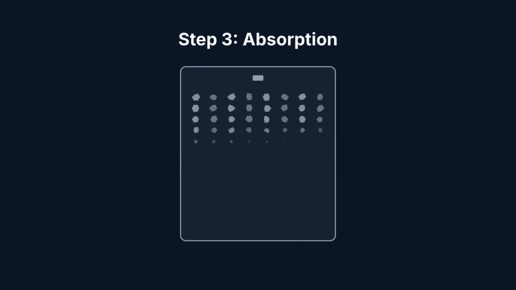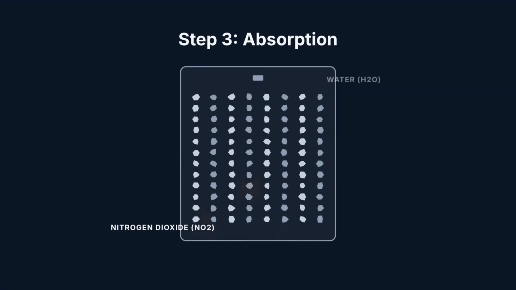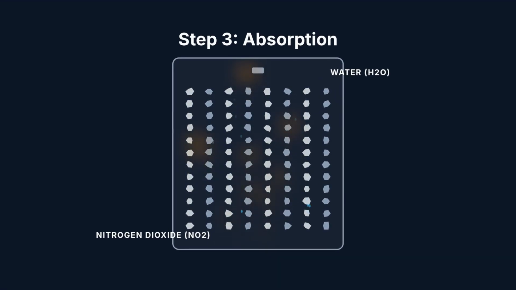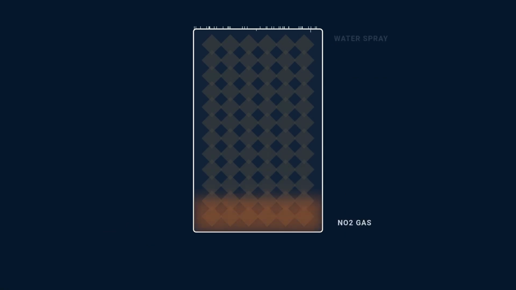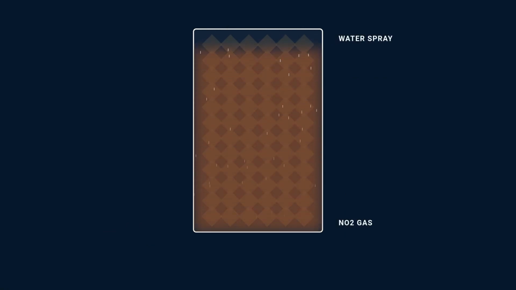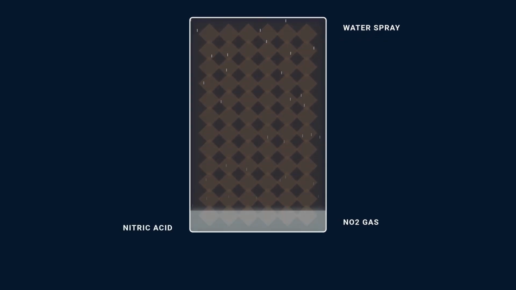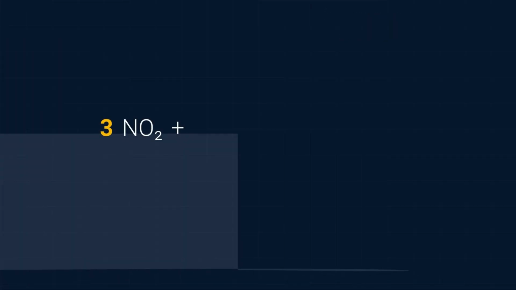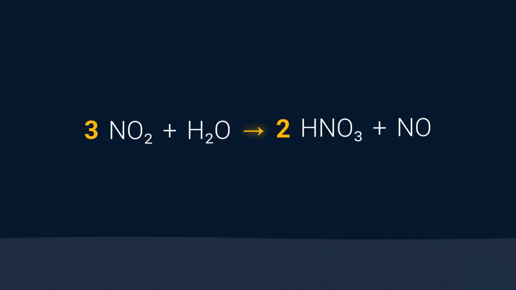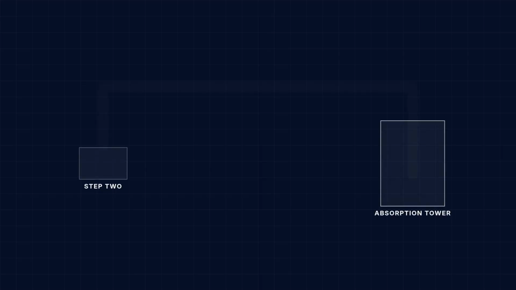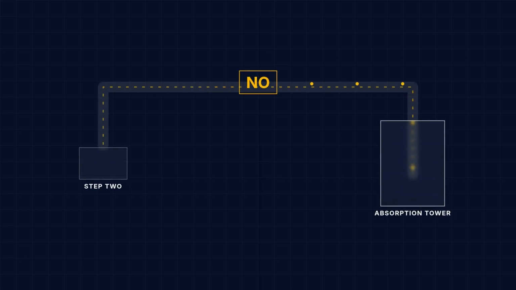Finally, we send that brown nitrogen dioxide gas into an absorption tower filled with quartz pieces. Water is sprayed from the top while the gas rises from the bottom. The gas absorbs into the water to form our final product, nitric acid. 3NO2 plus H2O yields 2HNO3 plus NO. The leftover NO from this reaction is recycled back into step 2.